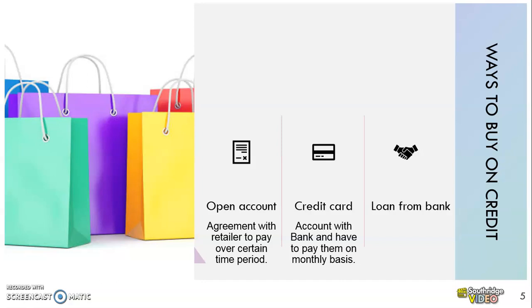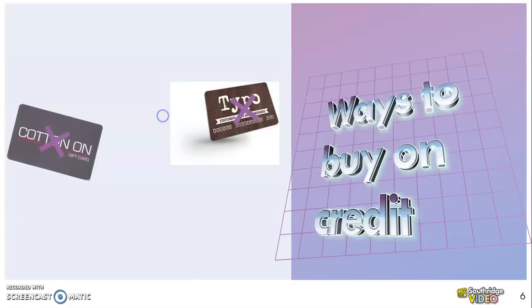And then lastly, if you want to go for a loan option, you go to the bank and agree with them to put money into an account, or it can be even cash, and they give that money to you as a loan. Sometimes you can have more than 6 months or a year to pay back this money. And this is probably for when you're buying a house or a car that you'll apply for a loan. Ways to buy on credit.